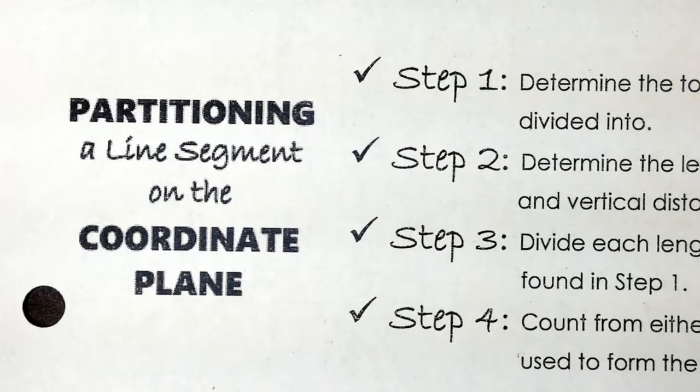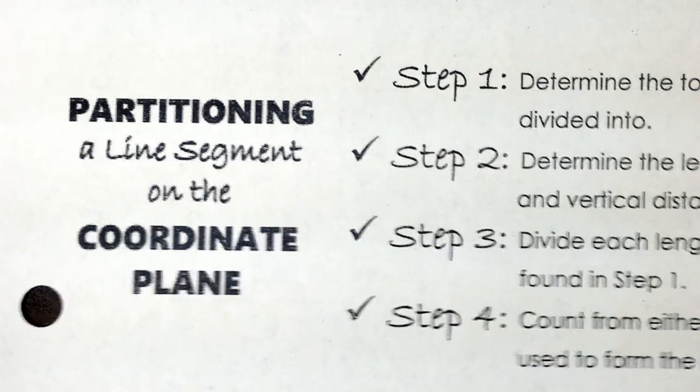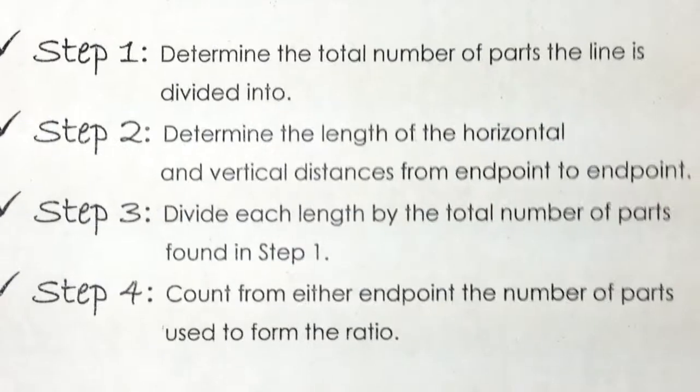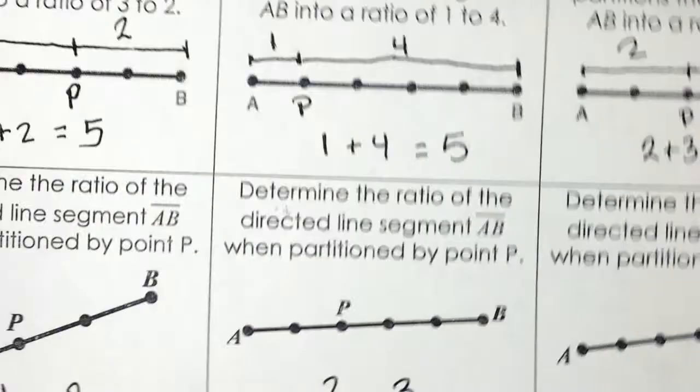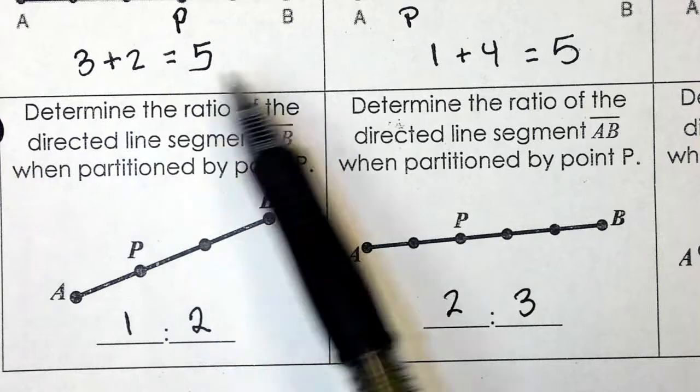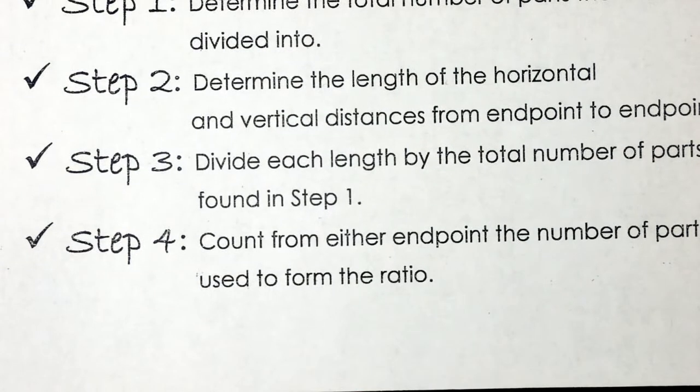Coming down. Partitioning of a line segment on the coordinate plane. The steps. Step 1. Determine the total number of parts the line is divided into. Like we did up top, basically. We found out the total number of parts was 5. Just find out your total number of segments, basically.